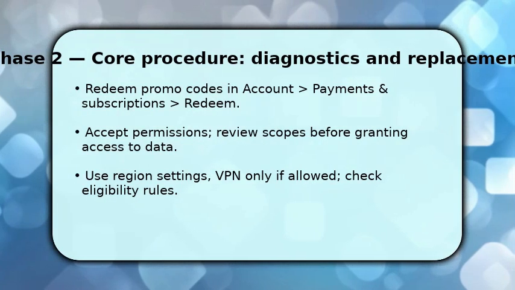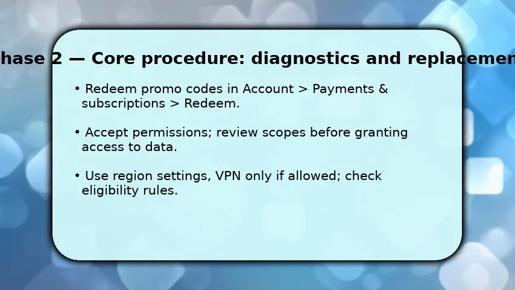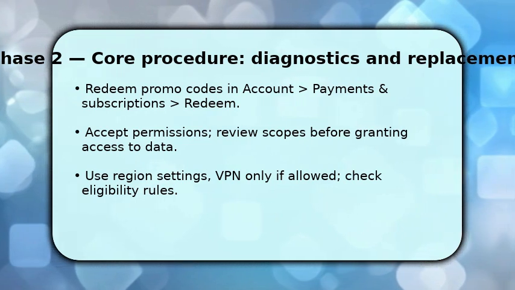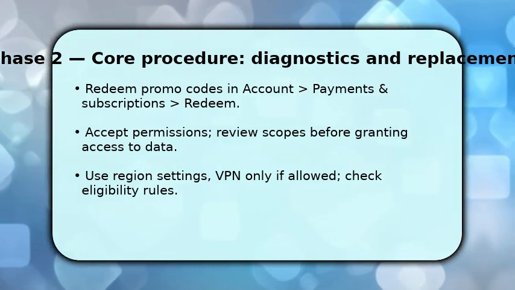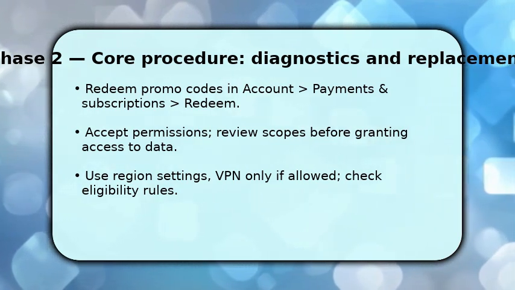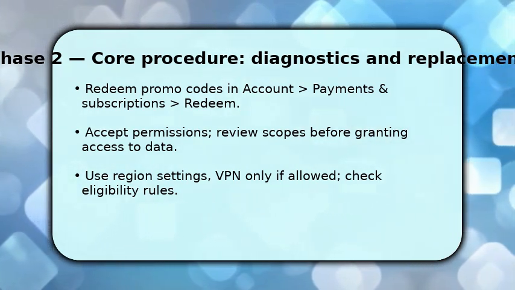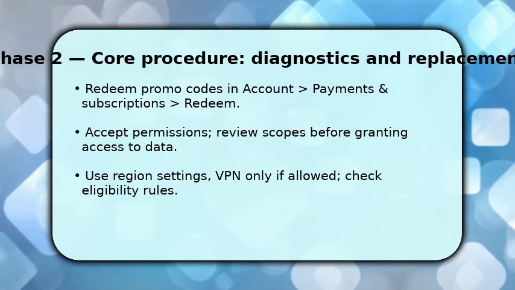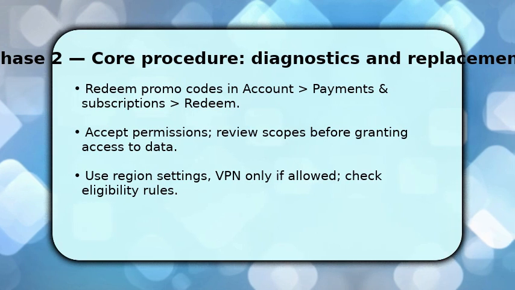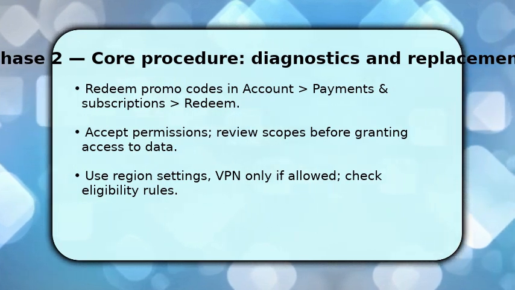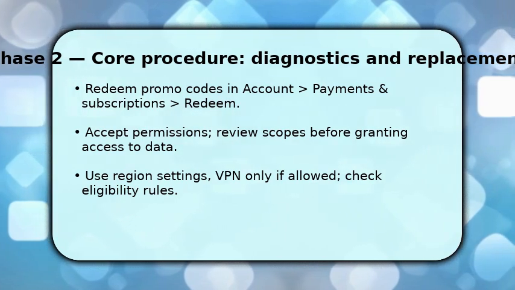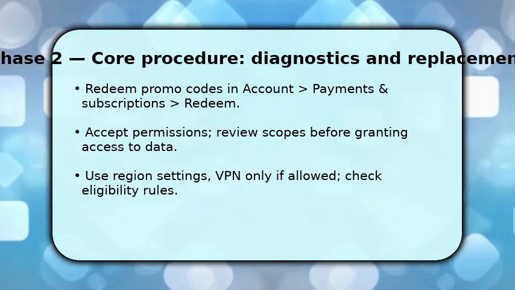You now execute the middle steps, redeem codes, and follow the service-specific flow. Go to Account Payments and Subscriptions, redeem for codes, then accept required permissions. Read the scopes so you know what data is shared. Once you tap Claim or Install, monitor progress and keep the app updated. If availability depends on region, adjust account country settings carefully. Use a VPN only when terms permit, because mismatched eligibility can block the claim or suspend functionality.